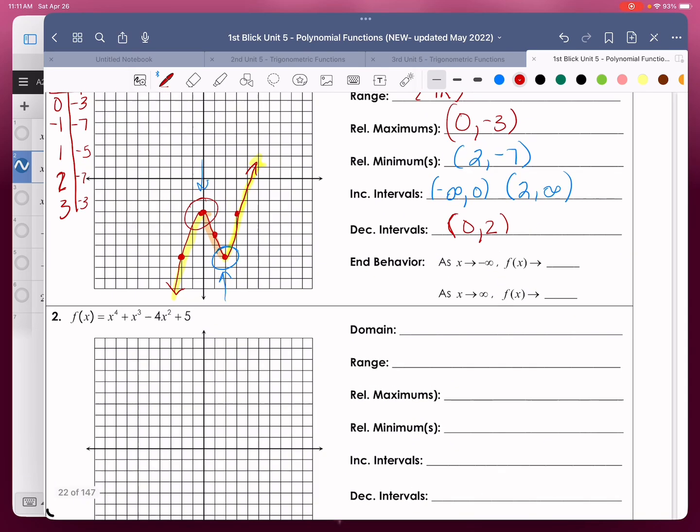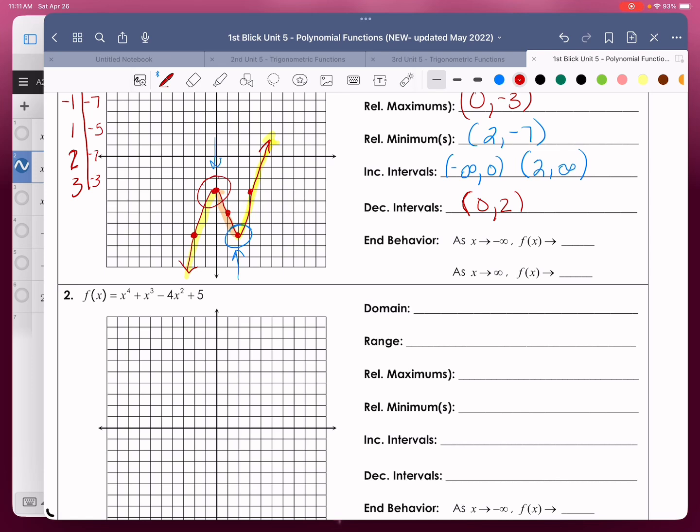All right, as far as our end behavior, let's do the -infinity first. As x goes to your left, so as x goes this way, what's the end of your graph doing? It's going down, so that's -infinity. And as x goes towards +infinity, the end of your graph is going up, so that's +infinity. So that's what we're going to do here.